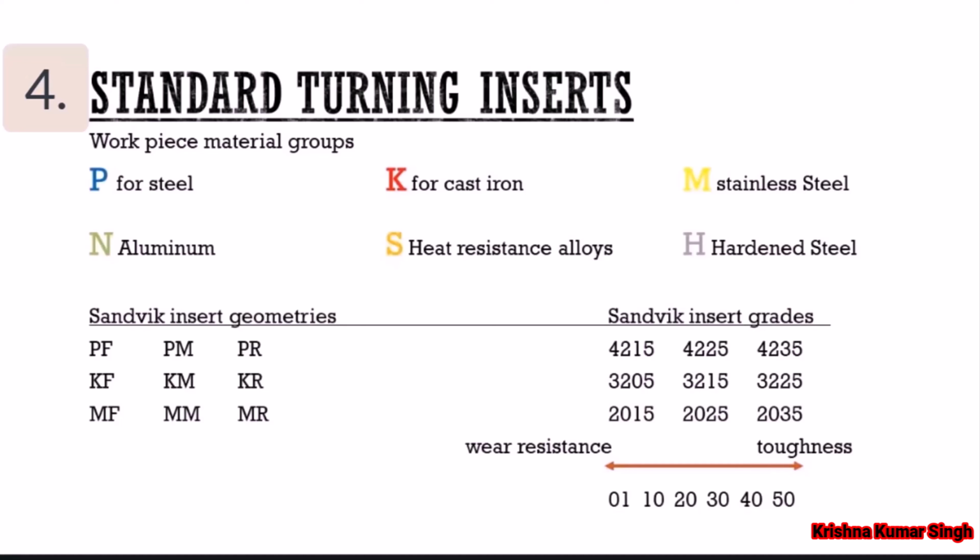Let's talk about the last 2 digits of Sandvik's insert grades. Based on ISO standards, each material group, such as P or K, is ranked from 01 to 50, with 01 representing wear resistance and 50 representing toughness. The last 2 digits of a Sandvik insert grade represent this ISO ranking. So 2015 has an ISO ranking of 15, 2025 is 25, and 2035 is 35. Therefore, 2015 is more wear resistant than 2025 and 2035, while 2035 is tougher and more suitable for interrupted and roughing operations compared to 2015 and 2025.